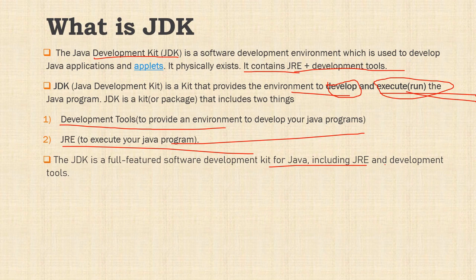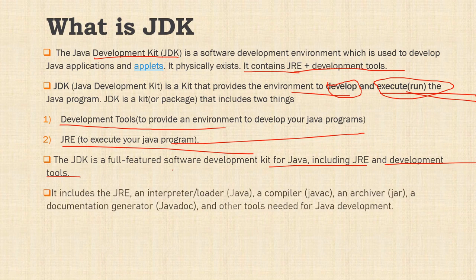For development purposes, JDK has everything to develop your Java application. It includes the JRE, the interpreter/loader (java), a compiler (javac), an archiver (jar), a documentation generator (javadoc), and other tools needed for Java development. So it is everything for your development.